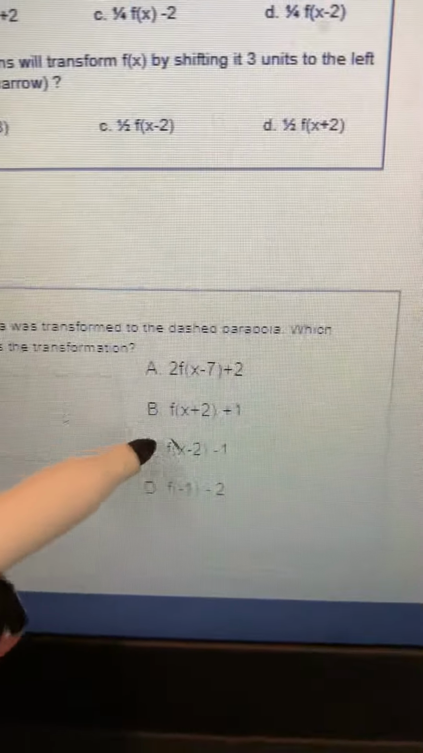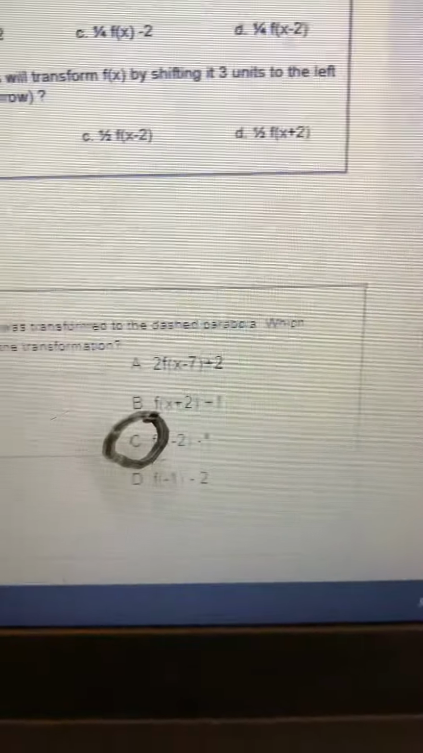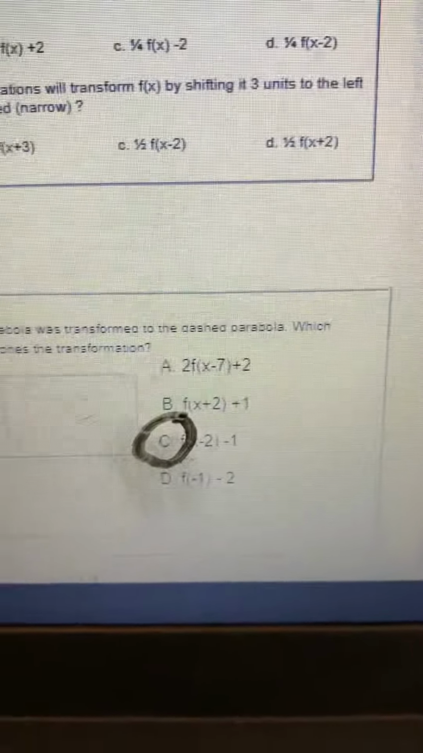It's a little bit big, sorry about that, but it's going to be C, x minus 2 in parentheses minus 1. And there you have it to finish Objective 1.